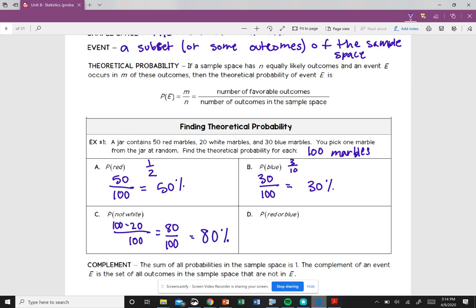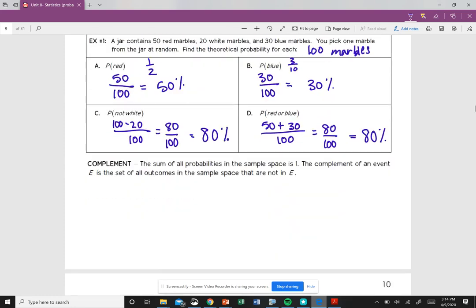Now, the probability of red or blue implies that we don't care, as long as it's red or blue. So the number of red would be 50 plus the number of blue, which is 30, out of 100, equals 80 out of 100, which is 80%. All right, hopefully you guys caught on to that. That wasn't too bad.